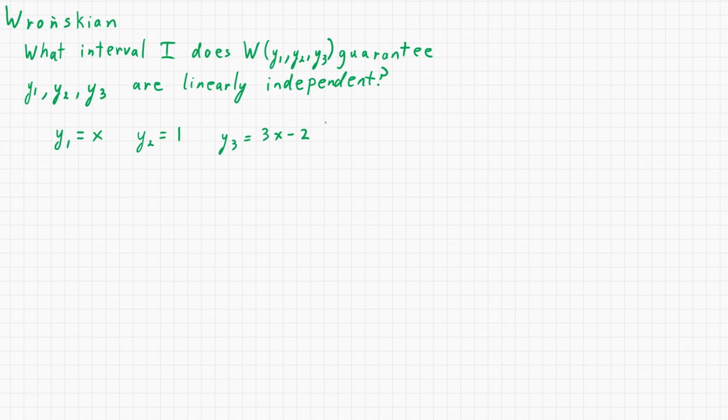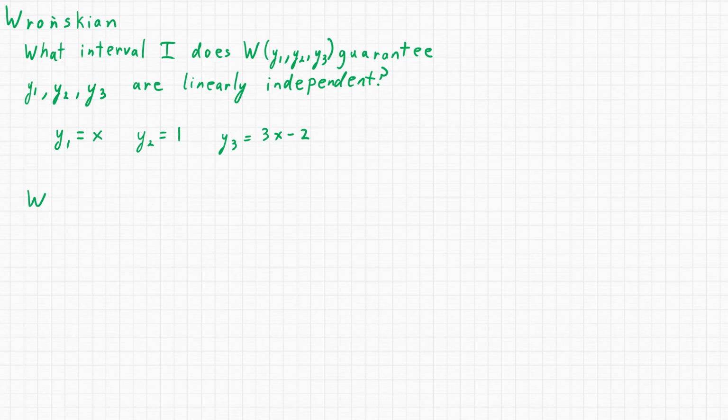This example is for a Wronskian with three functions. So we have W of y1, y2, y3. We want to know where the Wronskian and the theorem guarantee that those three functions are linearly independent. Those functions are x, 1, and 3x minus 2.